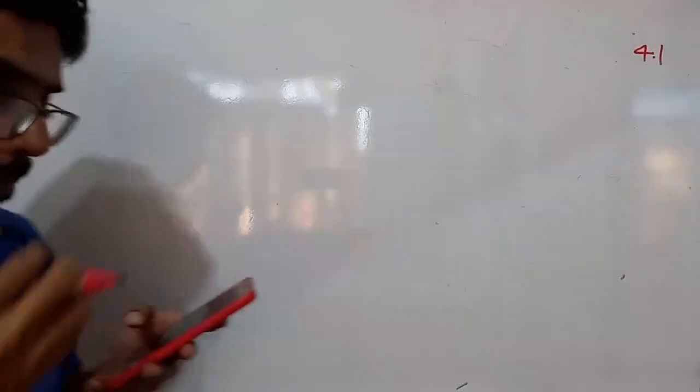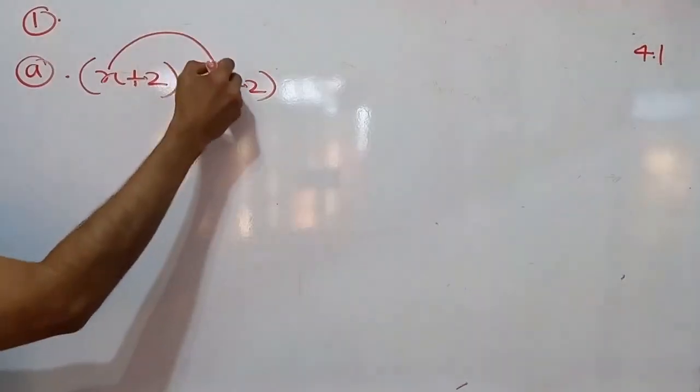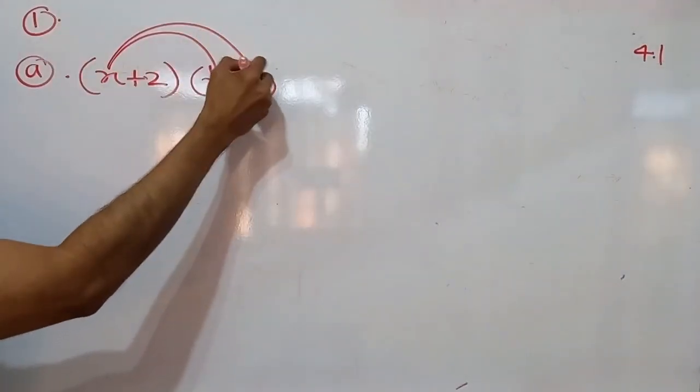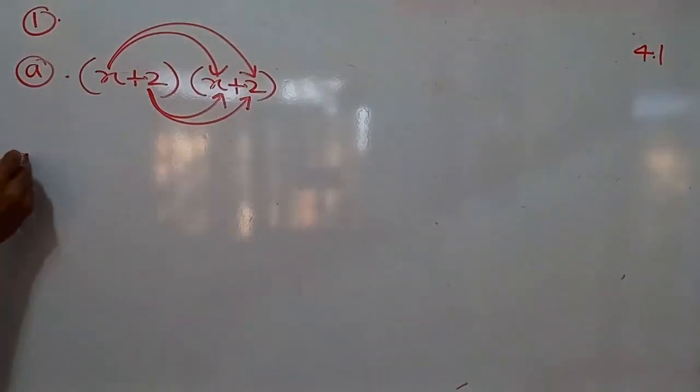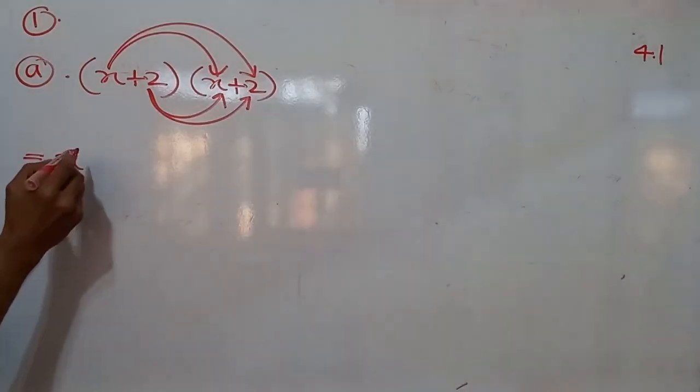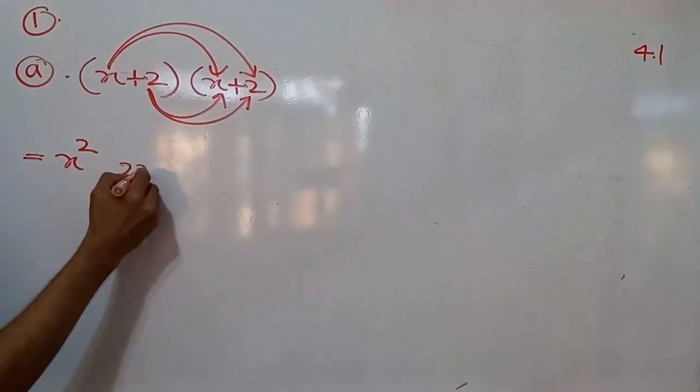Exercise 4.1, question number 1. Expand and simplify the following binomial expressions. So part A. Just as before, x into x, then x into 2, 2 into x, 2 into 2. So x into x, that is x squared. x into 2, that is 2x.